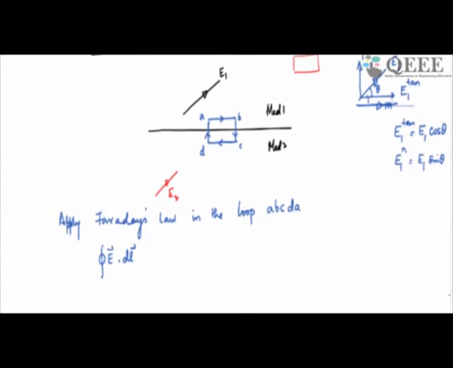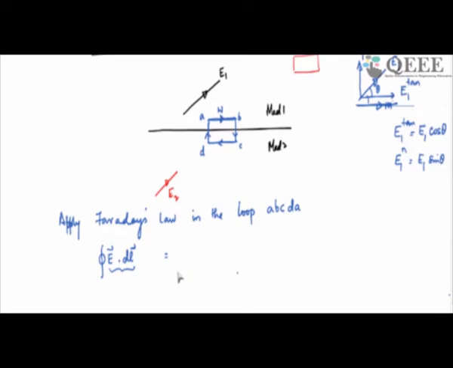Now, if I were to apply the loop integral, then this dot product is E1 along the AB direction, which is the tangential component of the electric field. I have to multiply it with the length and integrate it over the length. So, let us say the width of the loop is W. That integration is going to give me W times E tangential.